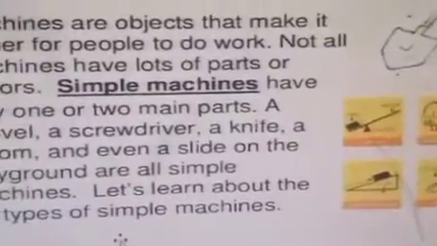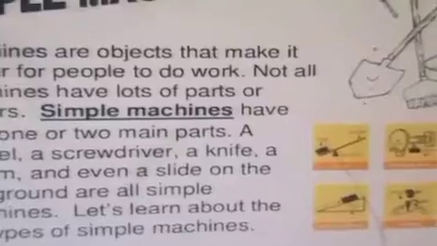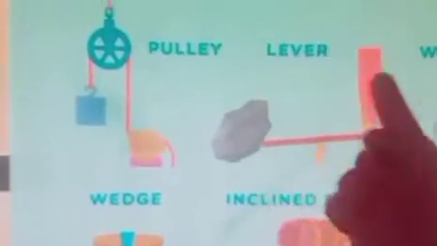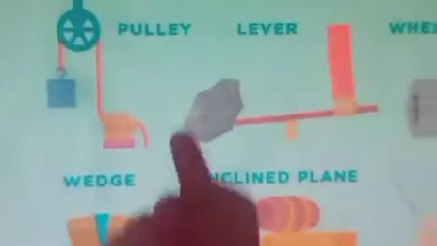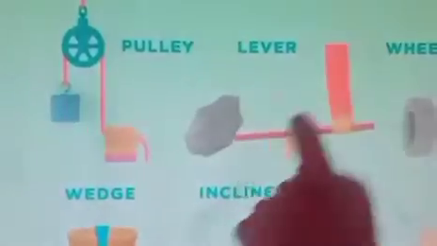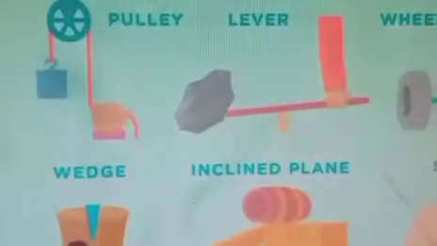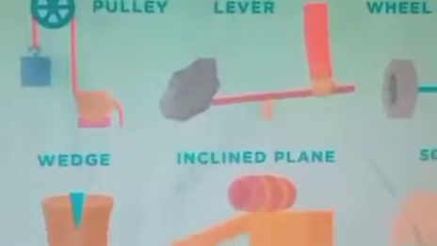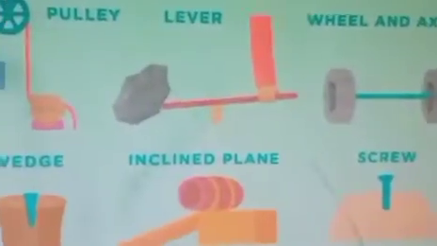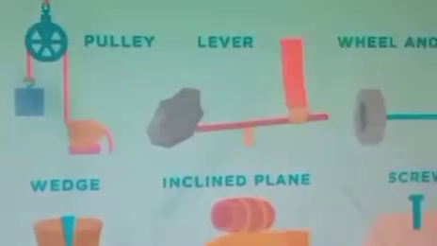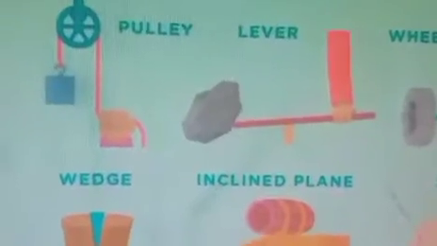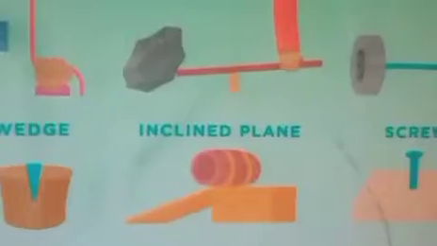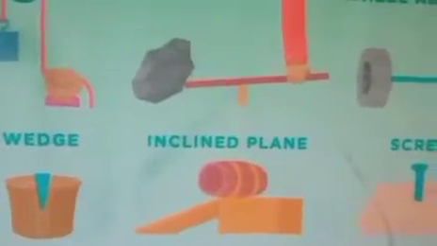Let's look at some examples of simple machines. These are the 6 types of simple machines here. We have the pulley, the lever, the wheel and axle, the wedge, the inclined plane, and the screw. So these are the 6 main types of simple machines. Now we will look at the uses of any two of these simple machines.